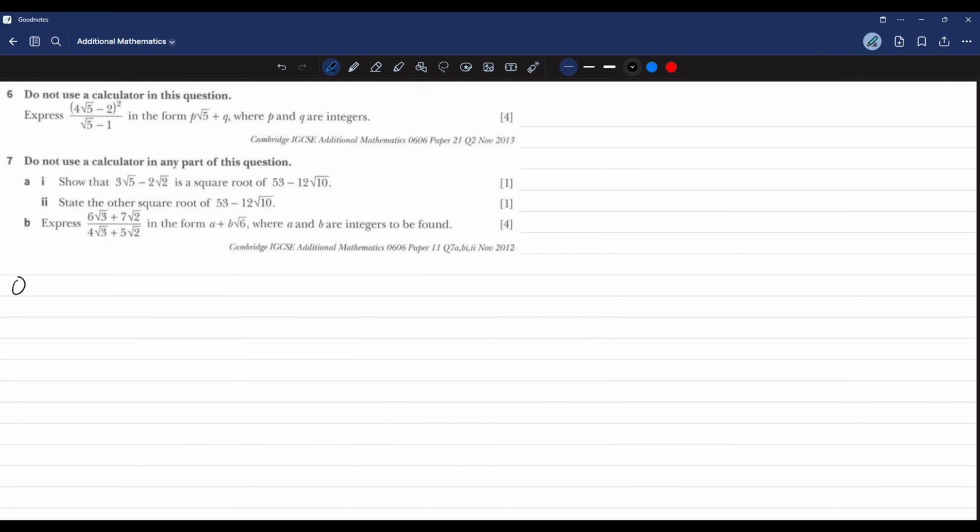For question number 6, we have a different type of question. Do not use a calculator again, but they've told us to write this in the form p under root 5 plus q.